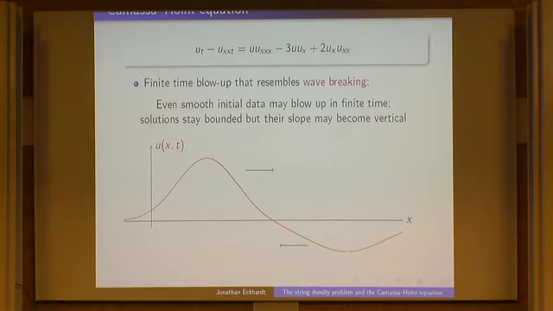So a typical profile which would develop such a singularity is something like this, where the upper part of the solution would move to the right, and this part of the solution would move to the left, and eventually the slope would become steeper and steeper, and eventually vertical. And let me mention that this only happens if this quantity here, which will be important later on, changes sign.